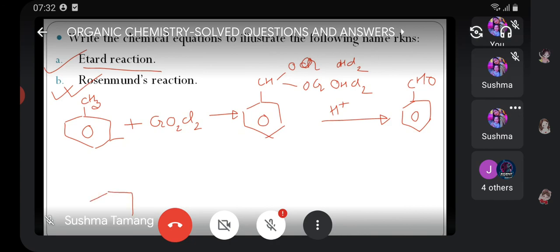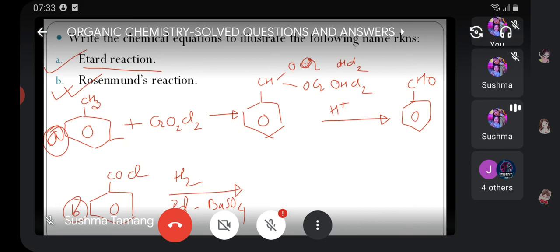Rosenmund reduction, so we'll do for acyl halide. Then यहाँ के use गर्छ हामीले hydrogen, then palladium BaSO4. Now what happens is it will get reduced to CHO group. Right?